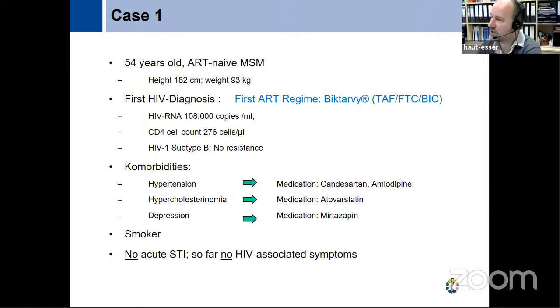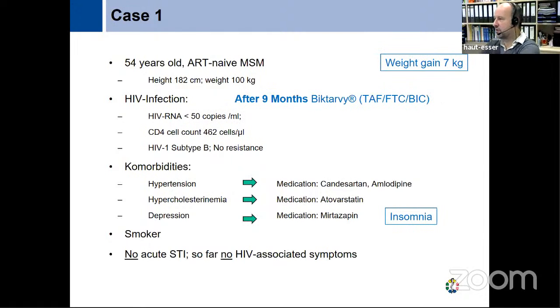So in our patient, the first antiretroviral regimen was Bictegravir, TAF, and FTC. And after 9 months of treatment, the patient reaches a viral load below the level of detection. Also, the CD4 count increases, and as he has adverse problems, like Antonio already expected, he gets insomnia and he has a weight gain of 7 kilos.